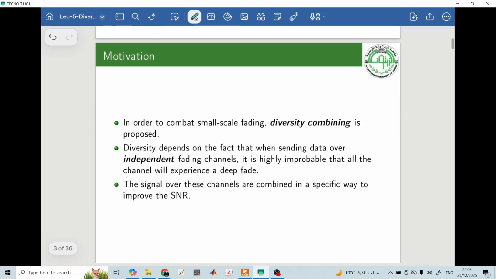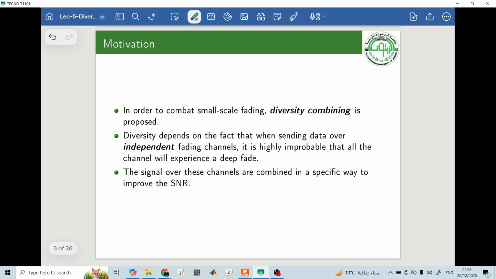So as we said earlier, the diversity is used to combat or mitigate the small scale fading effect, the narrowband fading or flat fading. So what is the philosophy of diversity? Actually, since fading is a statistical phenomenon, it is highly unlikely or improbable to have bad channels all the time. So if we try many times, we will end up getting a good channel.